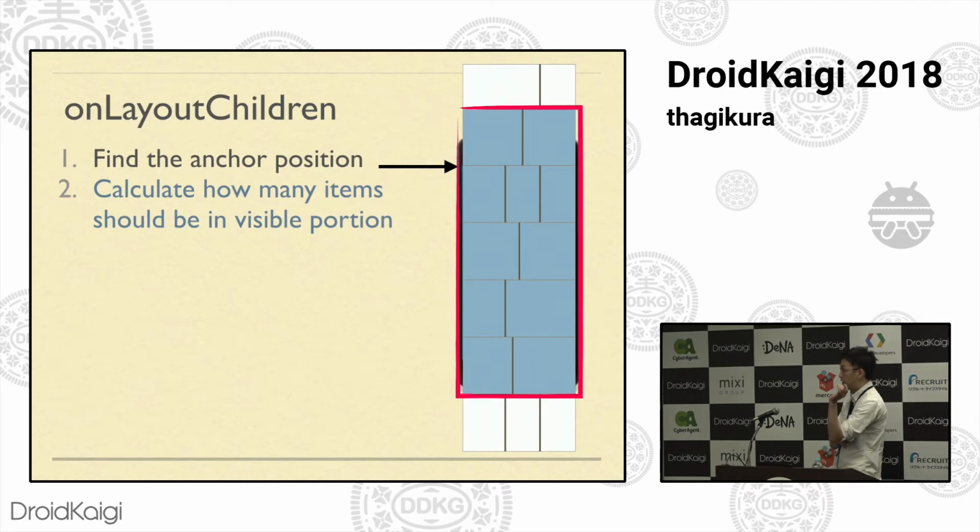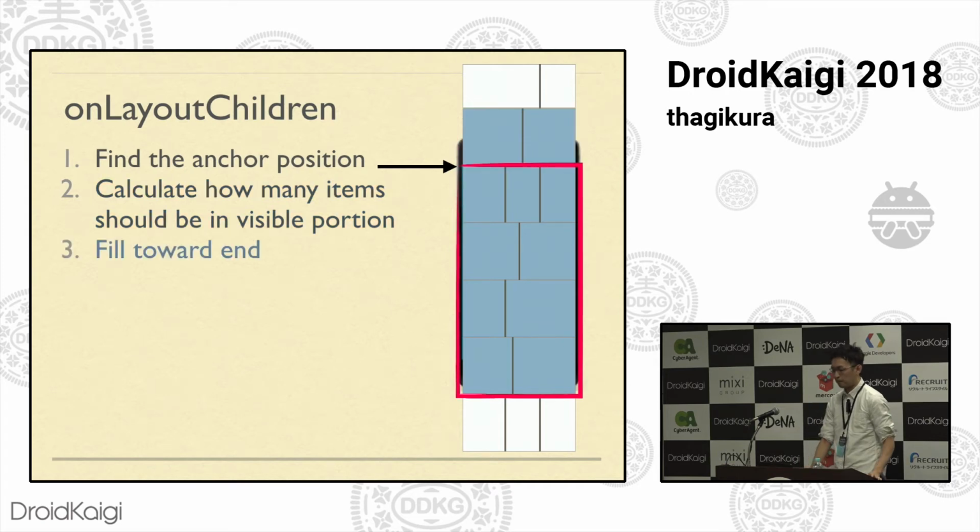Then it calculates how many items should be in the visible portion. Then starting from the anchor position, the method fills the views towards the end direction. In this case, starting from the anchor position toward the bottom of the screen.